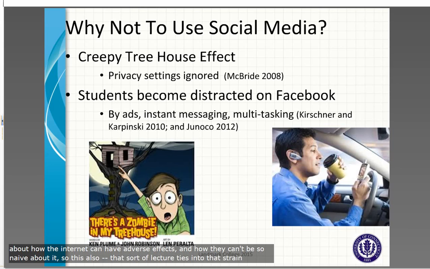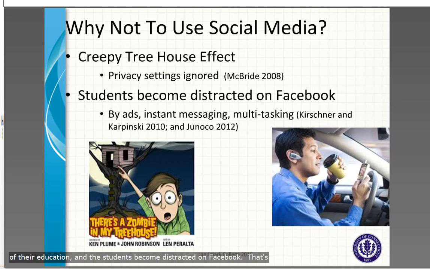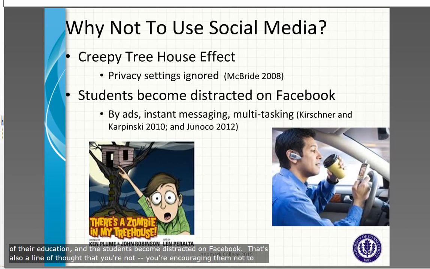The students become distracted on Facebook. That's also a line of thought that you're encouraging them not to pay attention to in the classroom, in a sense, the online classroom. And of course, we have instructors. I'm not one of them, but I know that a lot of instructors feel that they must tell students they can't turn on their smartphones during class because that distracts them.